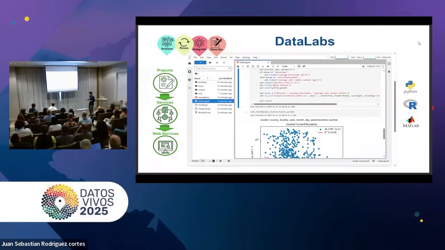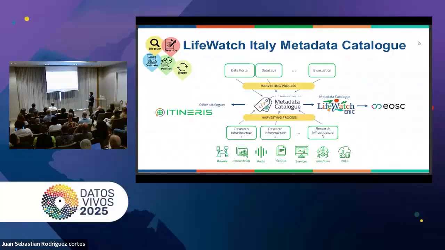from a web interface. Then, last but not least, our metadata catalog. Obviously, we have all our resources exposed from all our services. Potentially, we can also harvest from other infrastructures. This is the type of metadata that we are exposing right now, but probably it will increase in future.